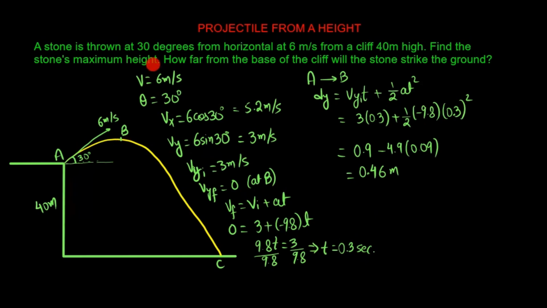When the question talks about maximum height, it usually refers to the height from the ground. So to find the height from the ground, all we do is add the height of the cliff, 40 meters. So the total height would be 0.46 plus 40 meters. 40.46 meters is the answer. Now for the second part, how far from the base of the cliff will the stone strike the ground? The base of the cliff is right here underneath A, and we are trying to find the distance of this point from C, where it strikes the ground.